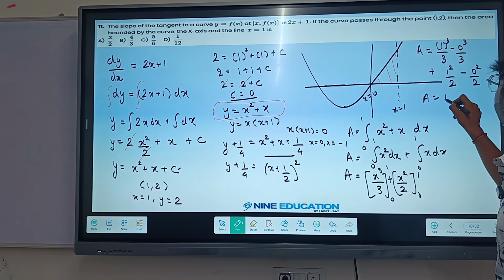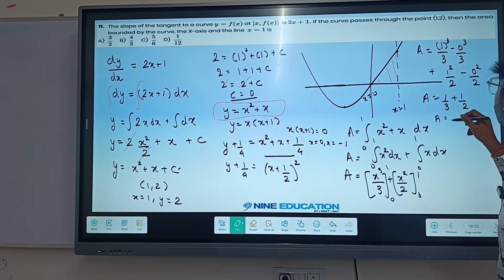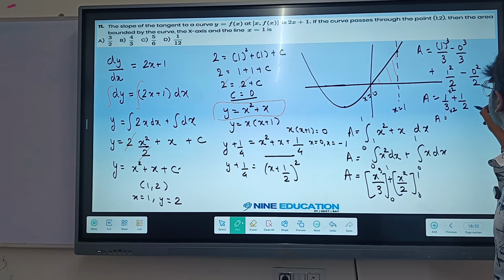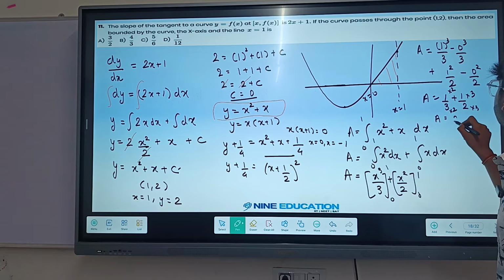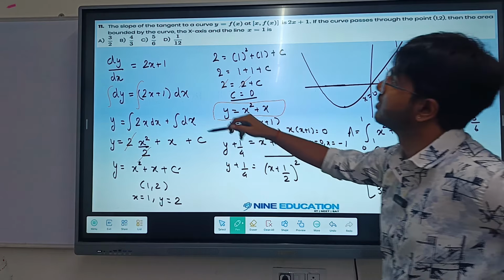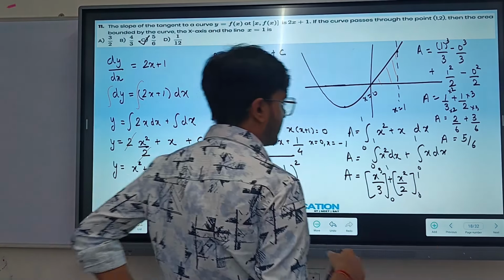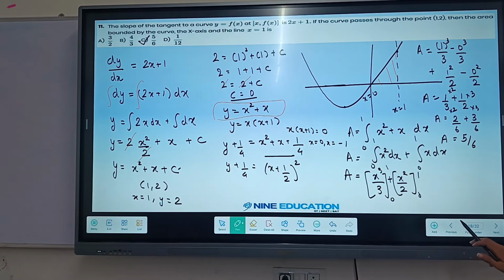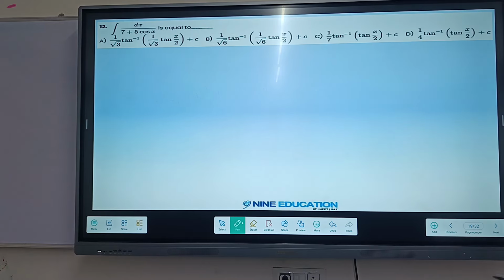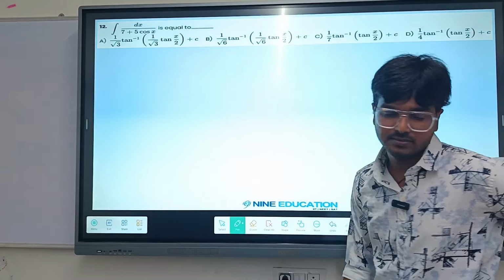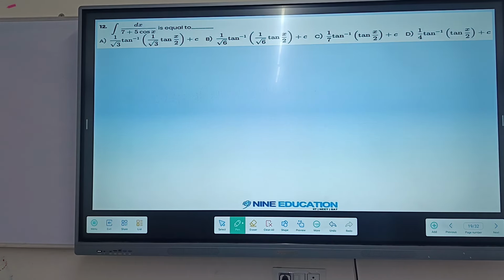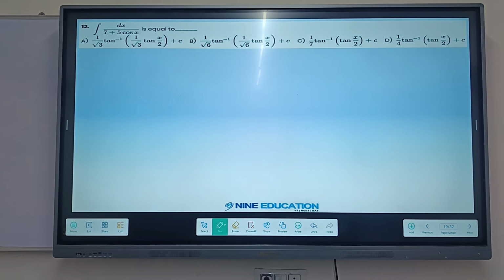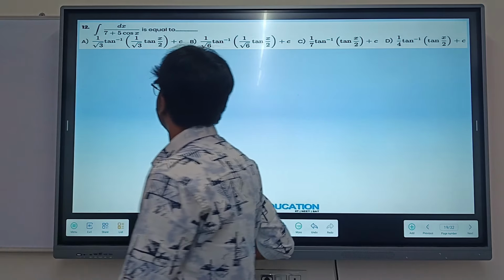So area would be 1 by 3 plus 1 by 2. LCM of 3 and 2 is 6, so 2 by 6 plus 3 by 6. So area would be equal to 5 by 6 square units. So answer is C, 5 by 6. Let's move to our next question.